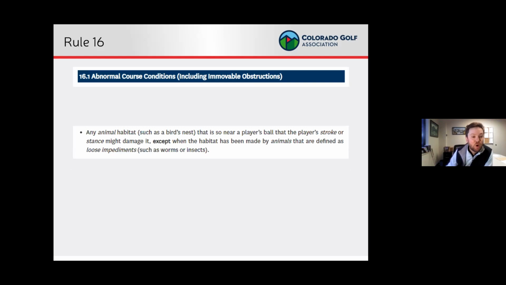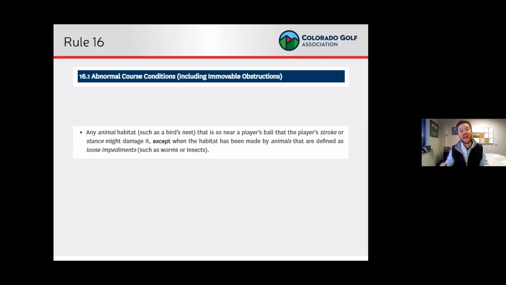And it says any animal habitat, such as a bird's nest, I've not had this happen, but it's covered here, that is so near a player's ball that the player's stroke or stance might damage it, except, and we see this again like we saw with animal holes, excluding the loose impediments.